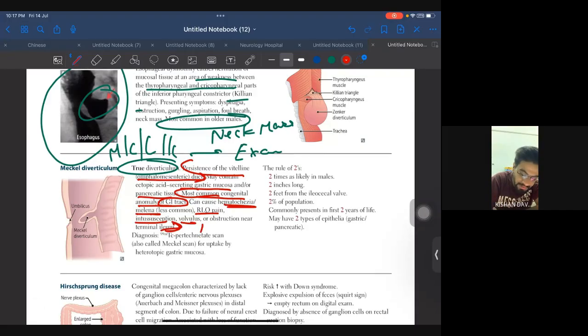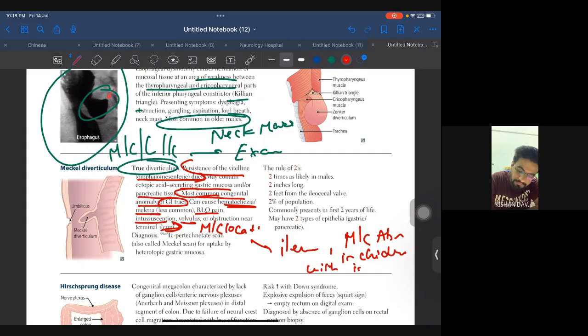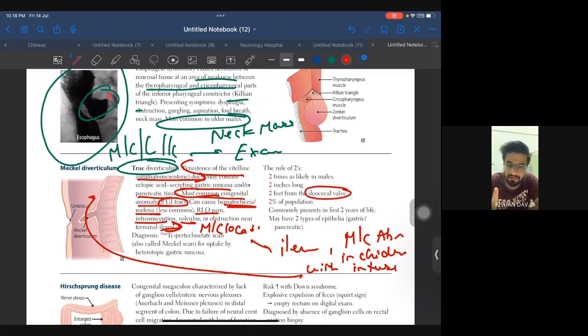The most common location they have asked in UWorld: most common location for Meckel diverticulum, ileum. Along with that they have asked the most common abnormality in children with intussusception: Meckel diverticulum. Most common location, another answer, ileocecal valve. Commonly present in the first 2 years of life, and diagnosis by technetium-99m pertechnetate scan, also called a Meckel scan. So all these lines that I have told you are very important.